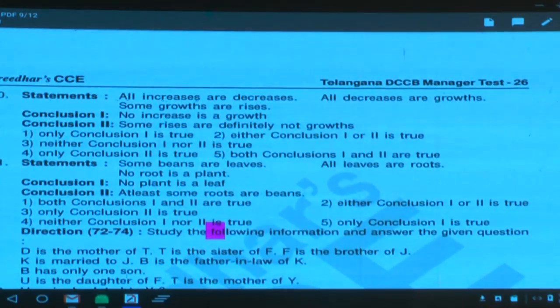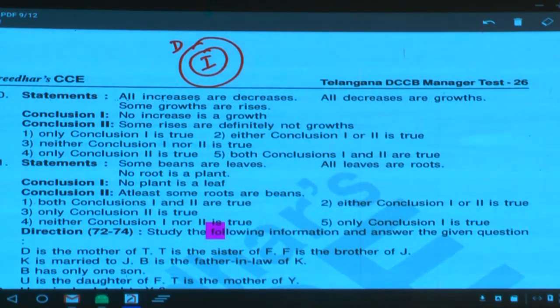Now, all increases are what? All increases are decreases. All these increases are a part of decreases, can be written like this. All decreases are growth. And all these decreases are what? All these decreases are growth, can be written like this. And some of the growths are rises. Growth and rises should be intersected. Only some part of growth should be intersected.